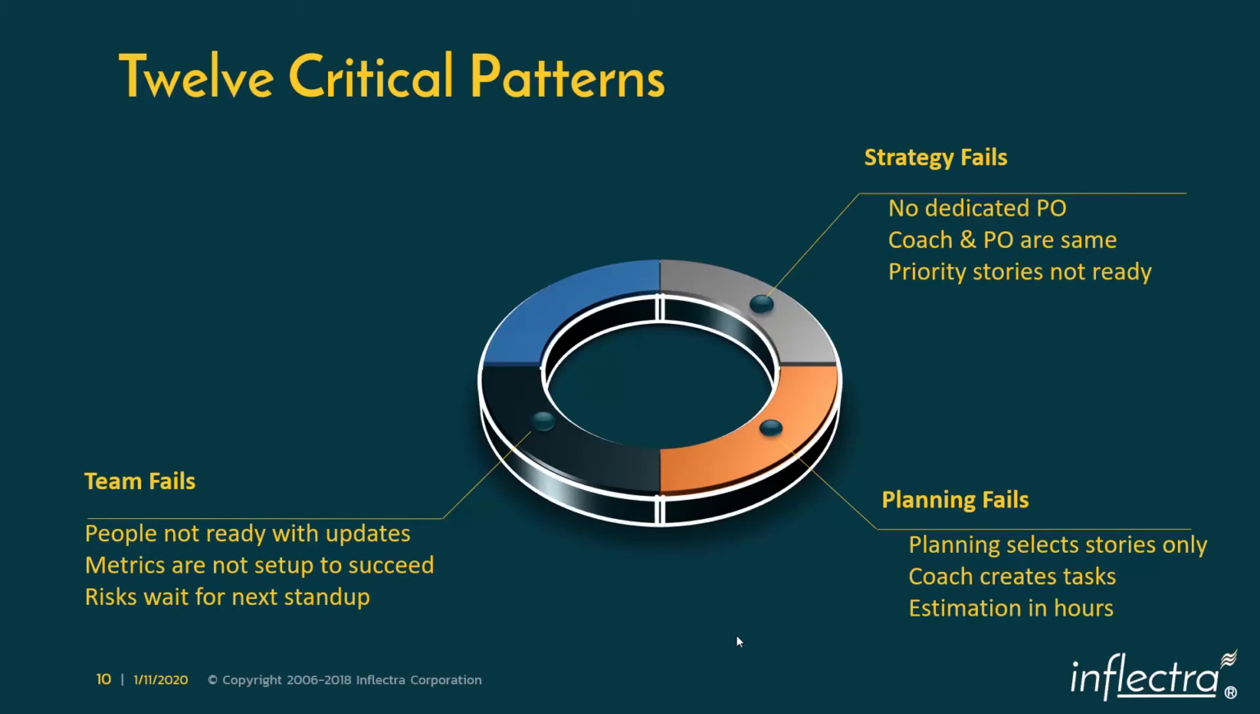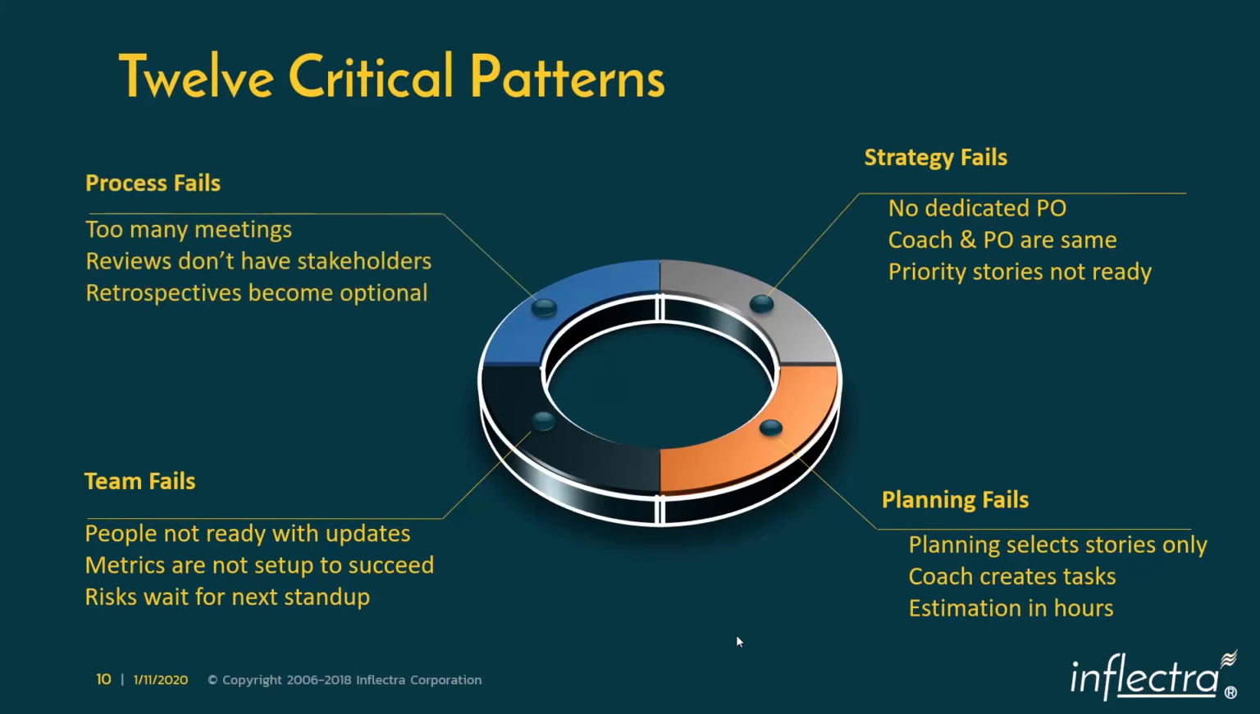And then on the team side, people are not ready with the updates. They're not self-organized. As a result, they're not ready with the updates. And then the right metrics are not set up for the team to succeed. Okay. And finally, the risks. Whenever there is a risk, we wait for the next stand-up meeting to bring this up rather than constantly collaborate. Okay. And as a result of all these things, the processes are failing.